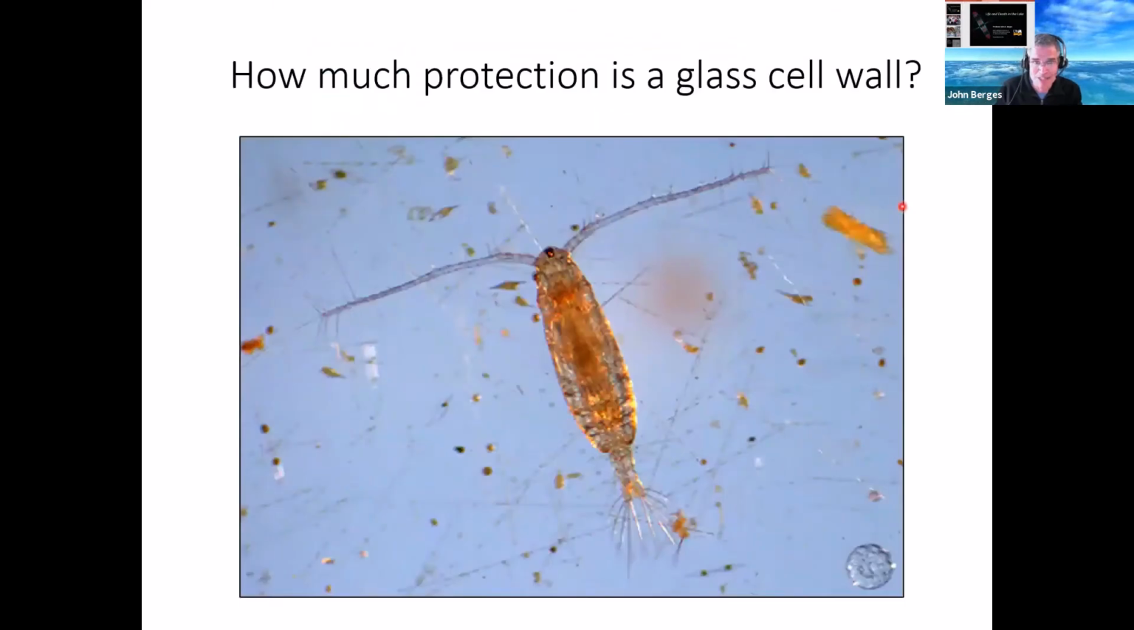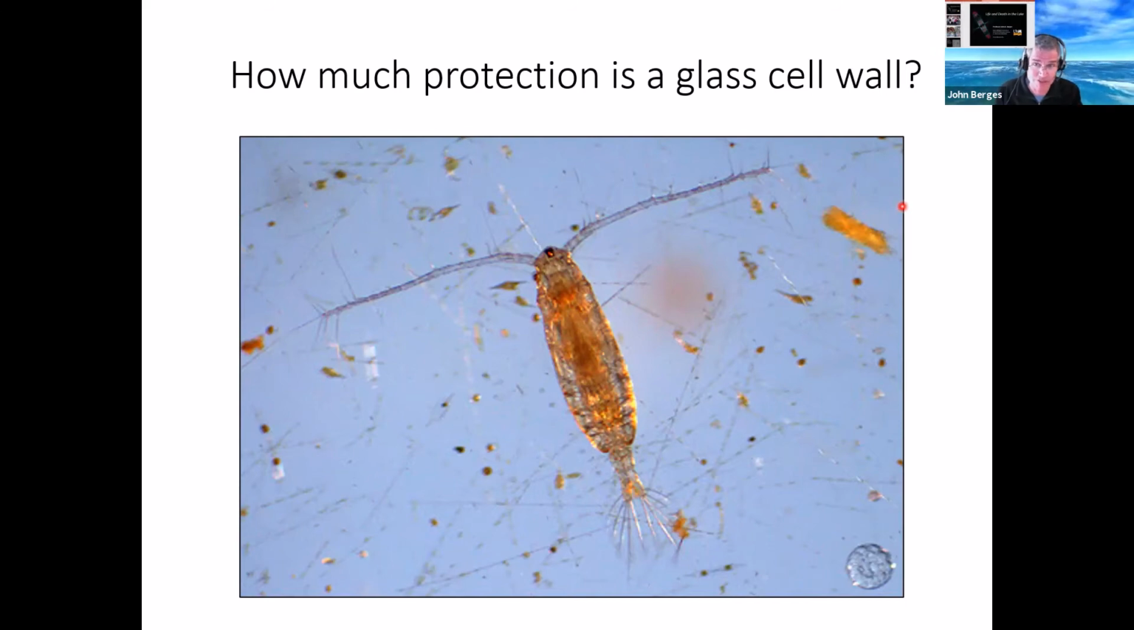A lot of people have hypothesized the reason they do this is because it's protective. And so the question comes up, how much protection against this sort of grazer is it to have a glass cell wall? And we've debated this back and forth all over the place. How are you going to crunch into a glass covered thing? How are your mouth parts on this zooplankton going to do with it?